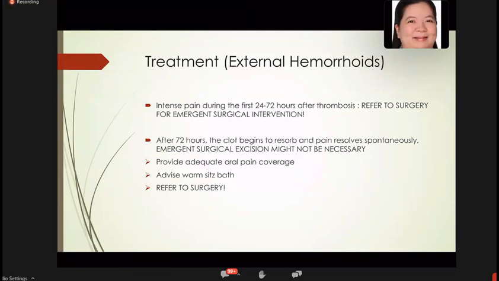You can provide adequate oral pain coverage. Again, NSAID pa rin pinakamaganda. Okay? Kung walang contraindication sa NSAID pa rin ang bigay ninyo. Oral. Okay? I think most surgeons rarely use yung mga topical na eh.